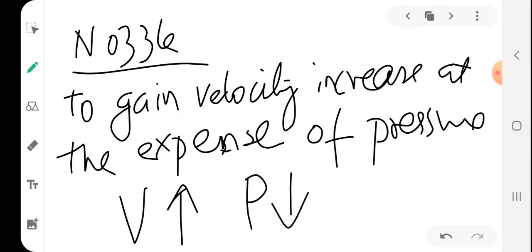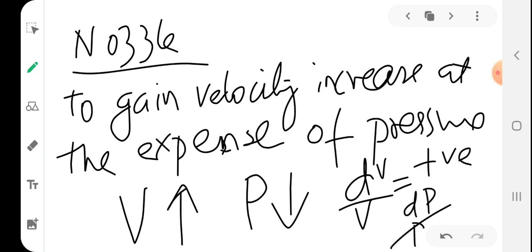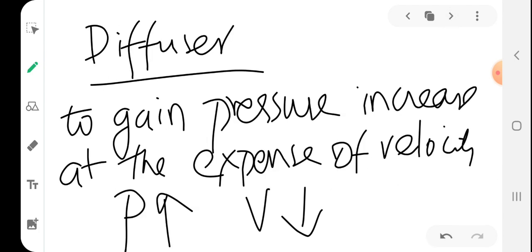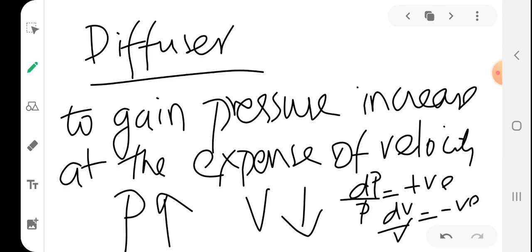So in case of a nozzle, velocity should increase. Velocity increase means dV by V should be positive and dP by P should be negative. In the direction of flow, this should be the gradient. dV by V should be positive, that means velocity increases. dP by P should be negative, that means pressure decreases. In a diffuser, pressure increases, so dP by P should be positive and dV by V should be negative. So that's the important point.